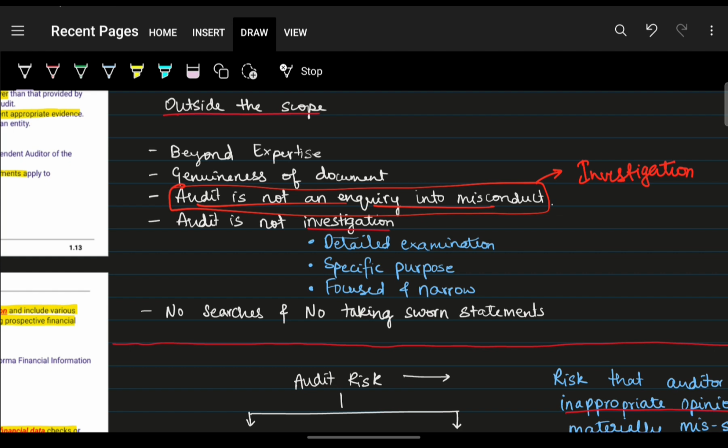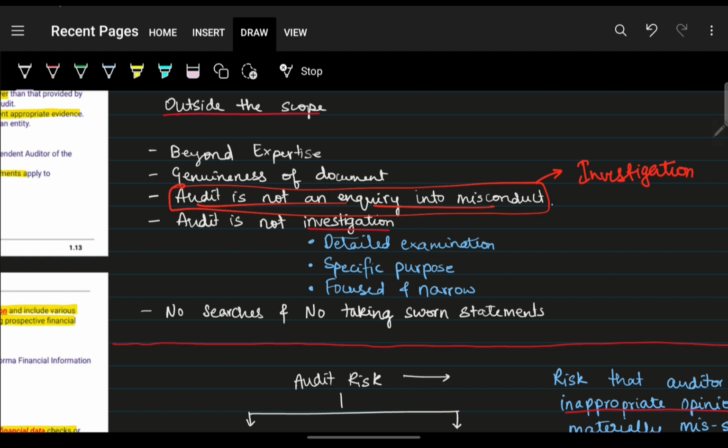We come with a positive outlook. We just come to check whether everything is correct or not. In an investigation they come to check who committed that crime or that particular fraud, which we are not interested in. We are interested in whether the financial statements are free from material misstatement or not. Basically that is our objective. So an inquiry into misconduct is not in the scope of an audit.